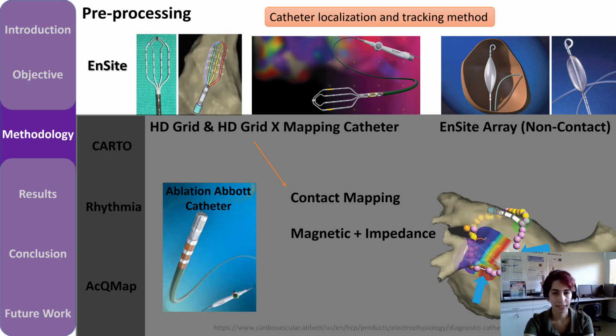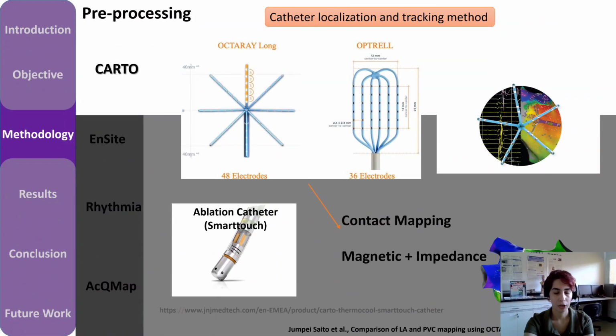And here we can see the ablation catheter type from the system. Here I'm talking about the Carto system, so it has this kind of catheters, Octaray, this type of catheter with different number of electrodes, and Pentaray as well, but all of them work with contact mapping, and the system also has magnetic and impedance localization technologies. And here I'm showing the ablation catheter, which is called SmartTouch.